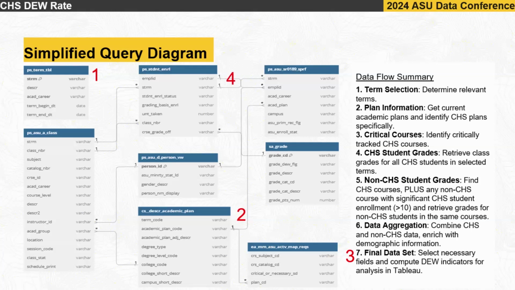Then we're going to find all CHS courses, because this is the logic behind the dashboard: we're going to select all CHS courses and any non-CHS course with at least 10 CHS students in it. So that's really just intended to reduce the amount of data we're pulling into the dashboard for the purposes of benchmarking.